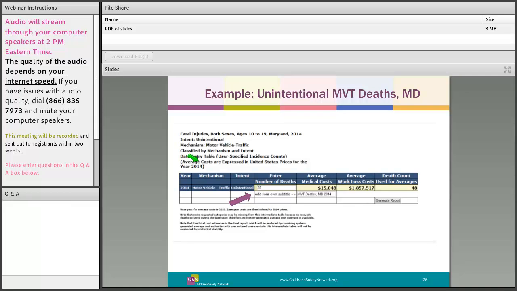And I previously looked up the reports for Maryland in the year 2014, and there were 25 deaths for 10 to 19-year-olds due to motor vehicle crashes. So when you're generating your own report, you're asked to enter that specific value, the number of deaths. And also, very importantly, you're asked to create a subtitle to your data.